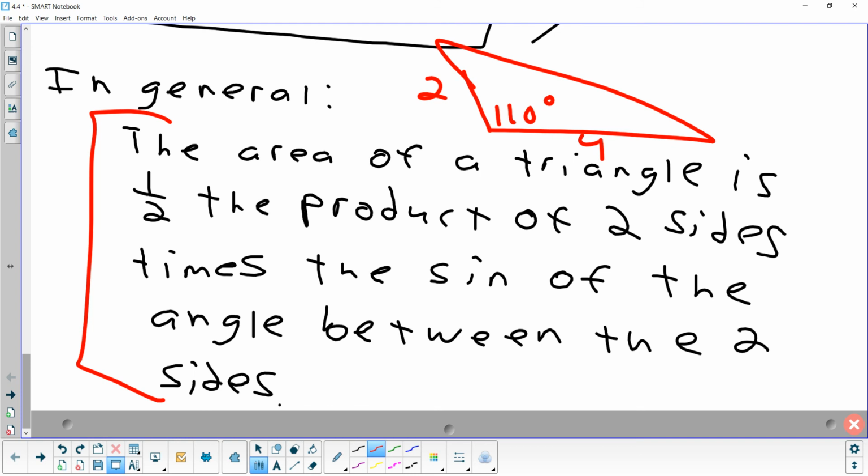Okay, so this formula works anytime you have to find the area of a triangle and you are given that information: two sides and the angle between them. So now you've got another way to find area if you don't know the height. Okay, well, we'll try a few examples.